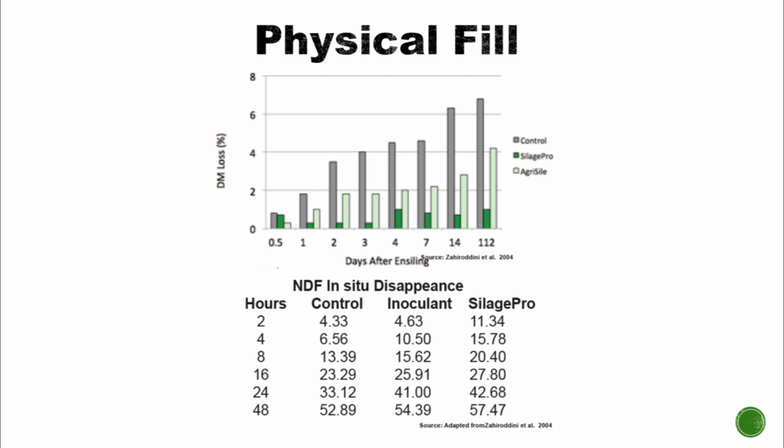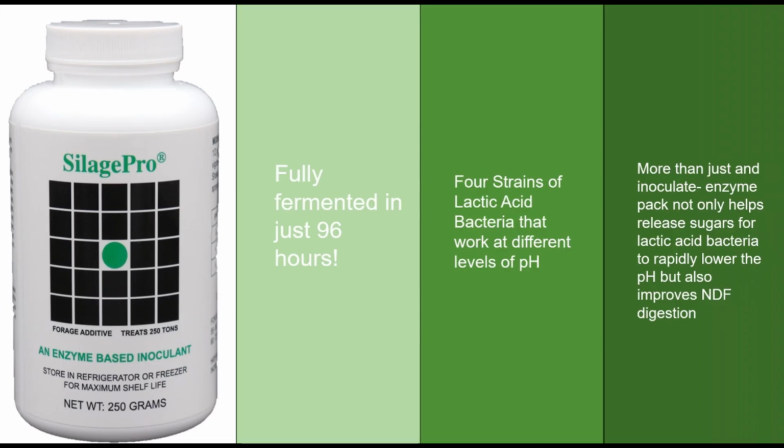They also showed nearly a 9% improvement in dry matter loss over control. Muck reported that enzymes improved dry matter recovery up to 7.5% on average. So remember, when picking an inoculant, they aren't all created equally.